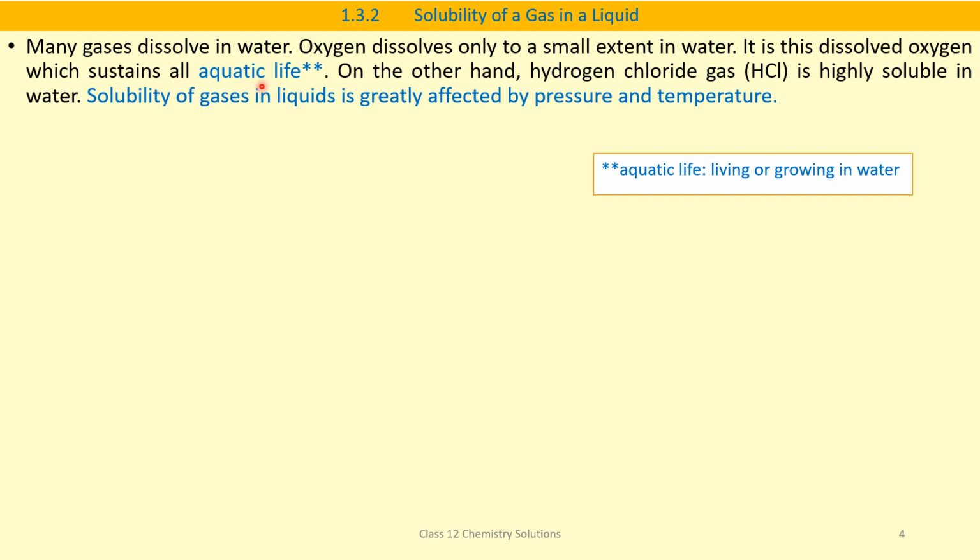By aquatic life, we mean the living or growing animals or plants in water. On the other hand, hydrogen chloride gas, that is HCl, is highly soluble in water. Solubility of gases in liquids is greatly affected by pressure and temperature.